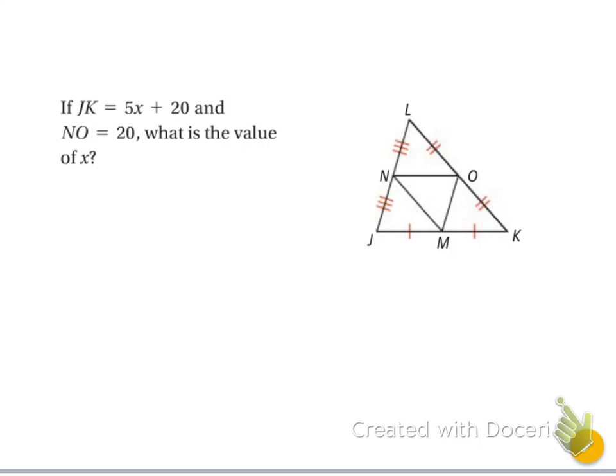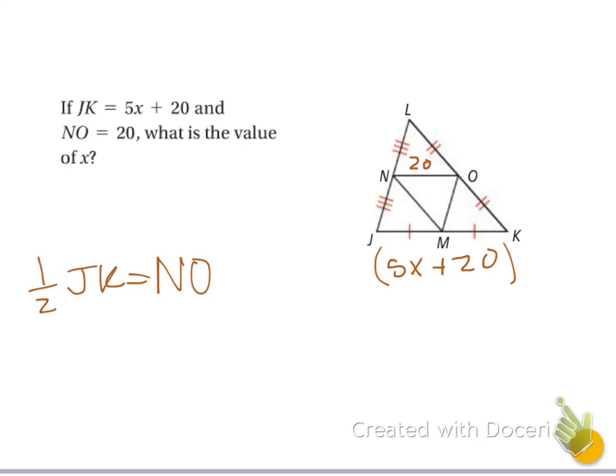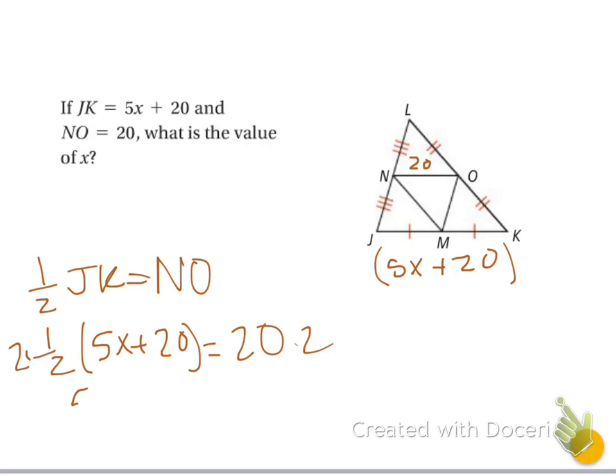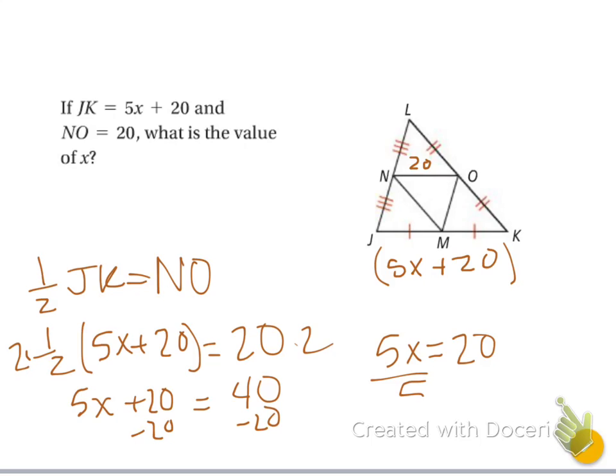Okay, if JK equals 5x plus 20, and NO is 20, so if I take half of JK, I should get NO. So I know my JK is 5x plus 20, and my NO is 20. So let's just solve this. I'm going to multiply both sides by 2 just to get rid of that fraction. Subtract 20. Divide by 5. So x equals 4, and that was all I wanted, was to find x.